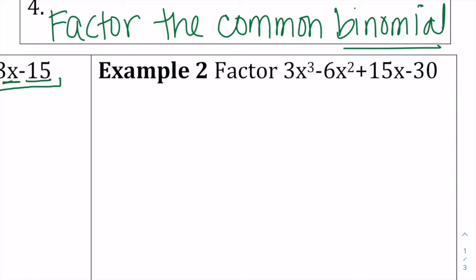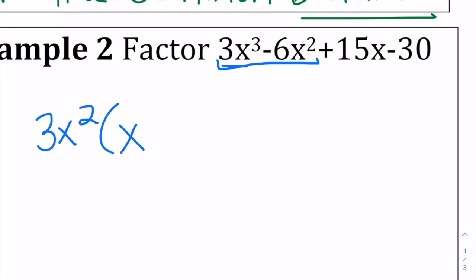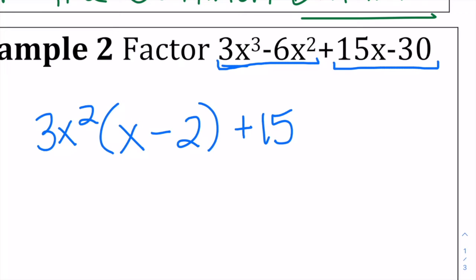Now let's consider example 2. If we look at the first 2 terms, the GCF of 3x cubed and negative 6x squared will be 3x squared. So when I divide 3x cubed by 3x squared, we'll be left with an x, and then we'll be left with minus 2. Now looking at the next 2 terms, well, 15 can come out of 15x and negative 30. So I'm going to factor plus 15, and we'll be left with x minus 2.